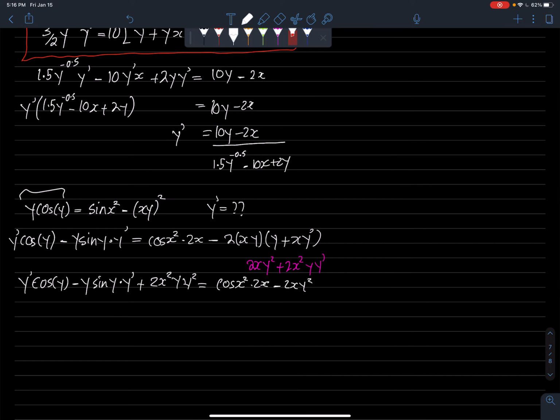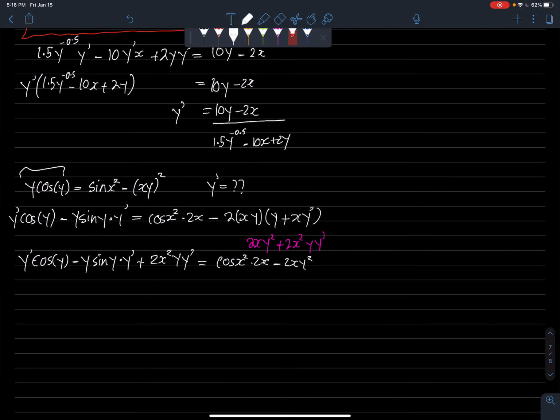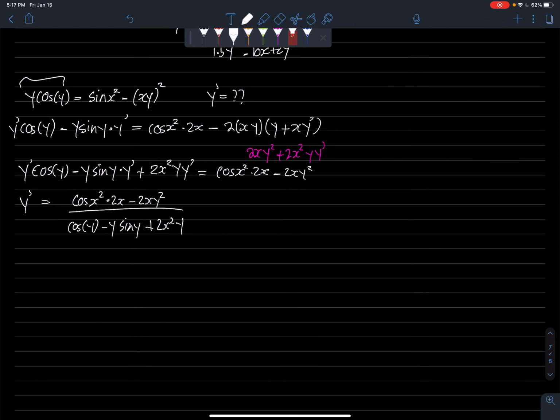Which one was the y prime here? 2x squared y prime. Yeah. So now you just factor out the y prime. It'd be equal to cos x squared times 2x minus 2xy squared over cos y minus y sine y, 2x squared y, right? That would be it. Let's do another one.